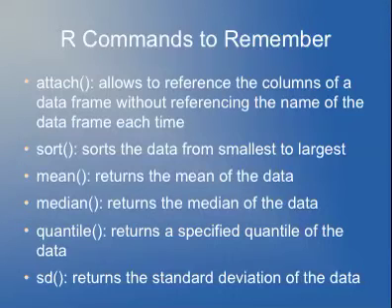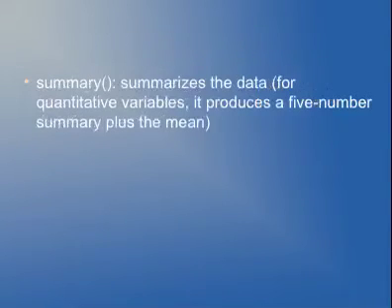The quantile returns a specific quantile of the data. If you specify, you put a comma and then 0.75 or whatever value you want to look at. If you don't specify the value, it will give you the minimum, the 25th, the 50th, 75th, and maximum. The SD function returns the standard deviation of the data, and the summary gives the quantiles and the mean. So that's a really good function to remember when you want to look at the data.